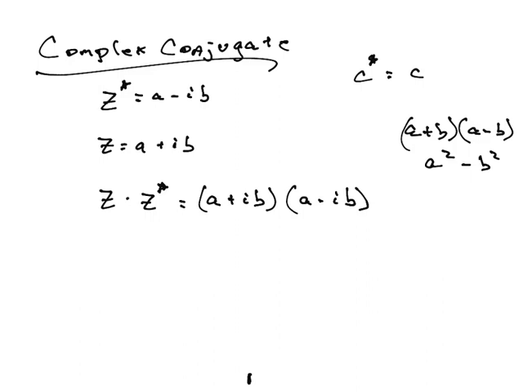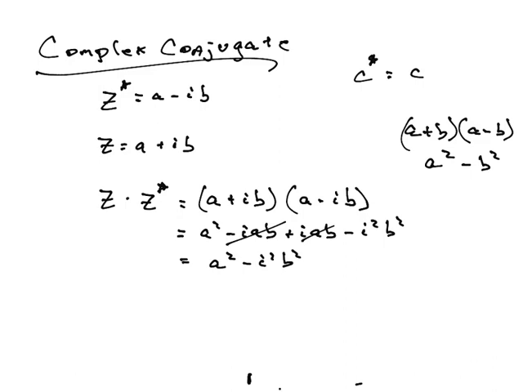Well, what happens with complex numbers? Let's see. A times a is a squared. A times minus ib is minus I times ab. Ib times a is plus I times a times b. And then ib times minus ib is minus I squared b squared. Okay? Now notice this term cancels that term. And we get a squared minus I squared b squared. But I squared is minus 1, so a squared minus minus becomes plus b squared.